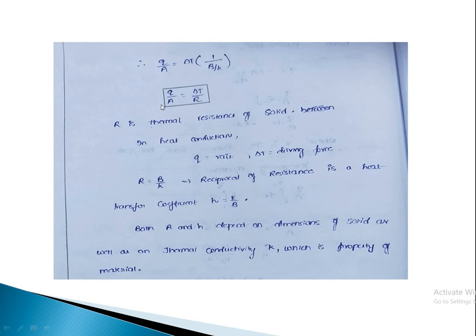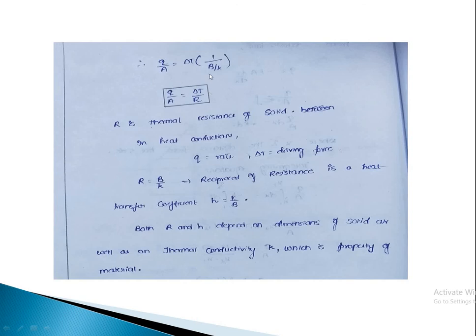So this is the equation where Q is the heat flow, A is the cross sectional area, delta T is the temperature difference, and R is the resistance. This is the final equation for steady state conduction.